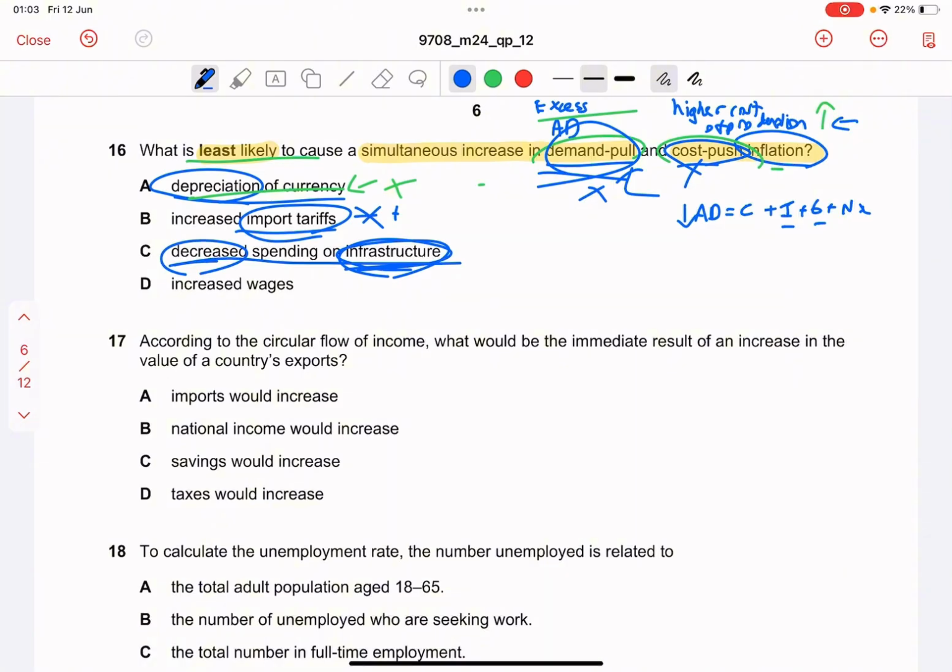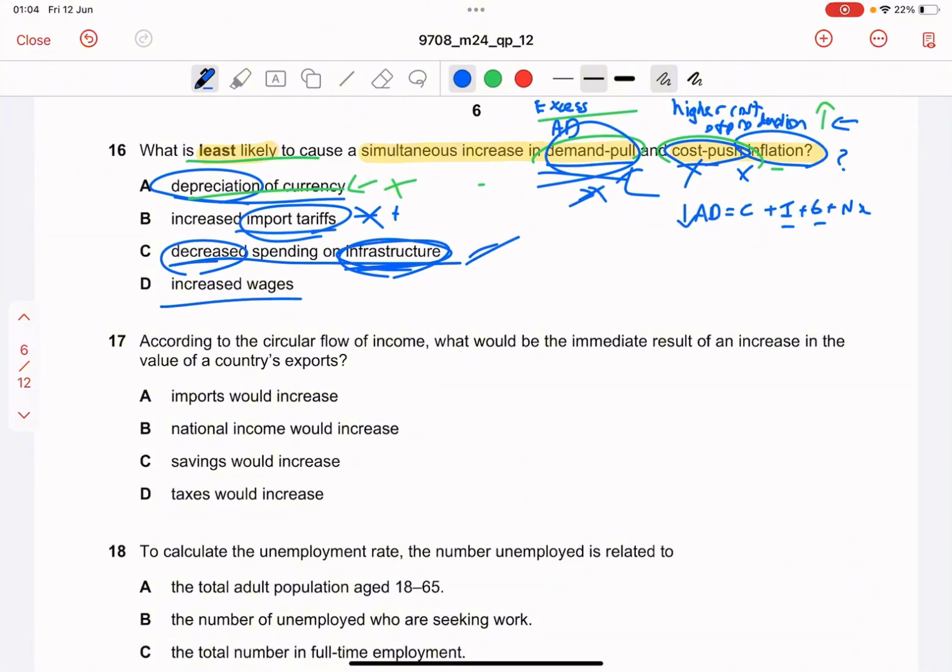I don't think it exactly does, so that's kind of irrelevant. So you know what, this is a possible answer because it doesn't cause demand pull inflation and it doesn't really relate to cost push inflation. So possibly, let's keep that in mind. The last one says increased wages.